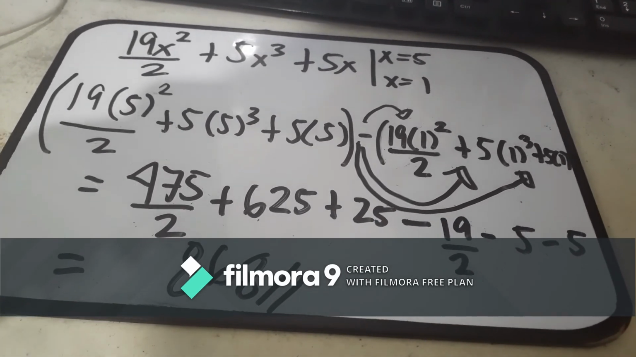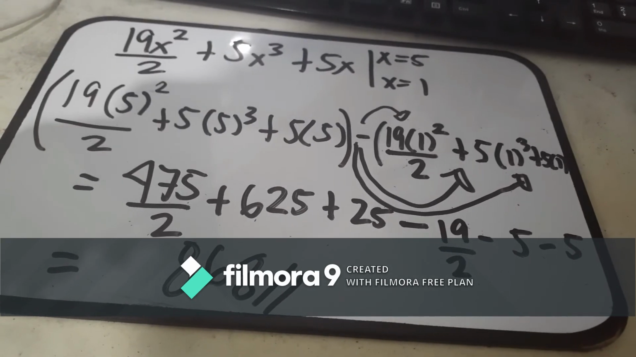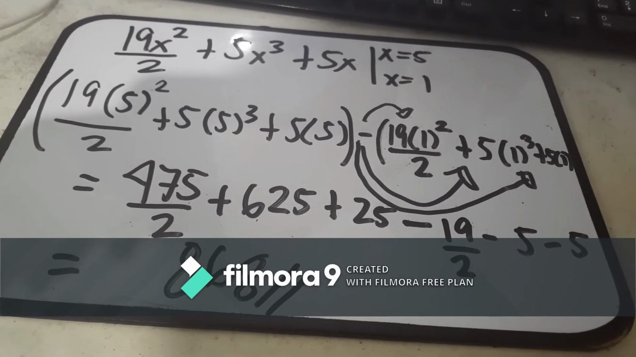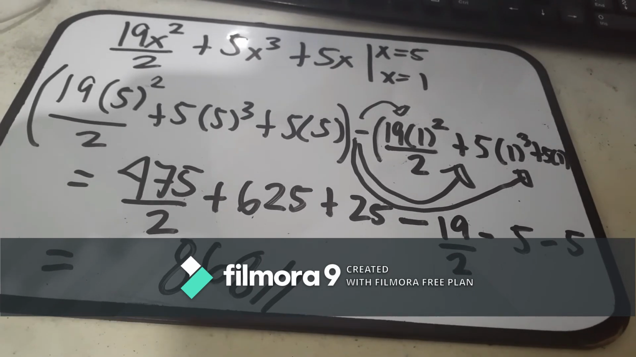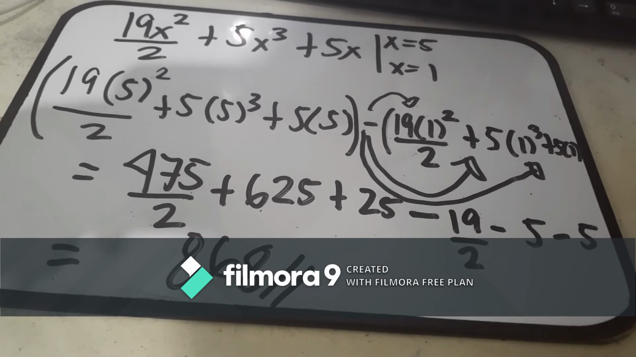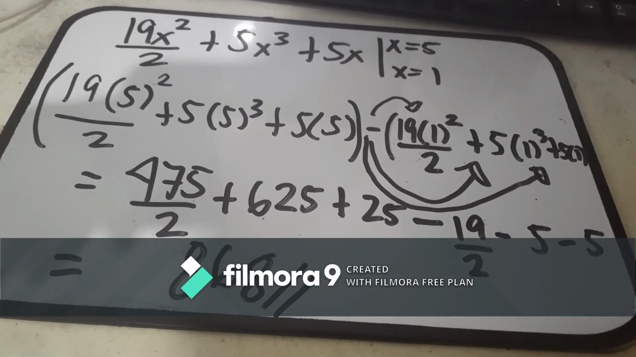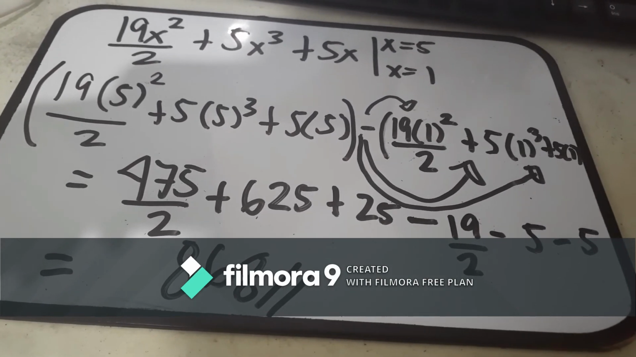And after that, it will become 475 over 2 plus 625 plus 25 minus 19 over 2 minus 5 minus 5. And if you add the like terms, it will become 868, and that's our final answer.